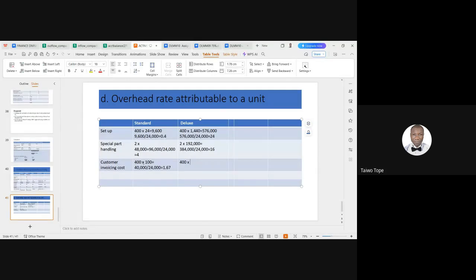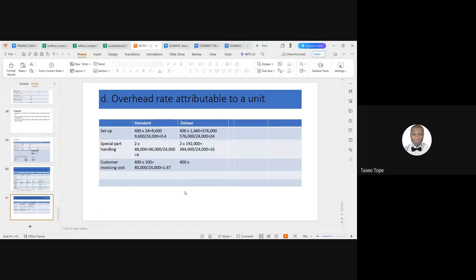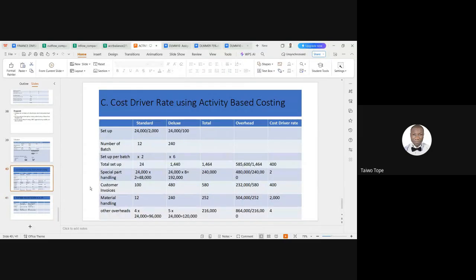And for this, it will be 400 multiplied by 480. So we have it as 192,000 divided by units, 24,000. The answer is 8. The next is what?